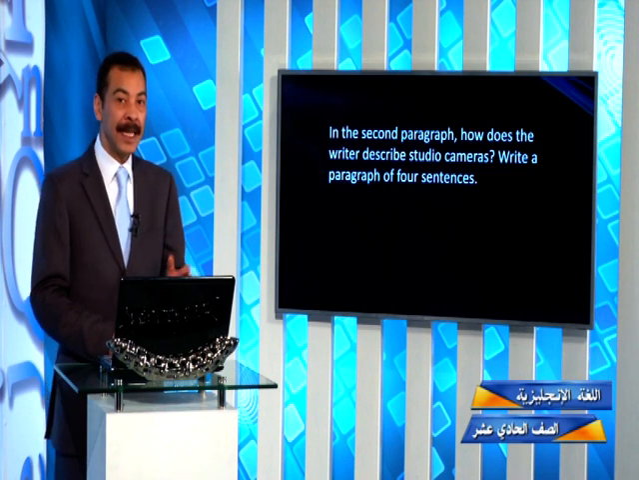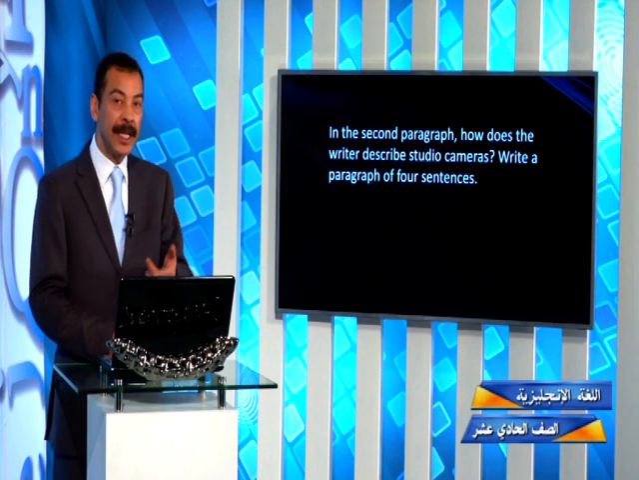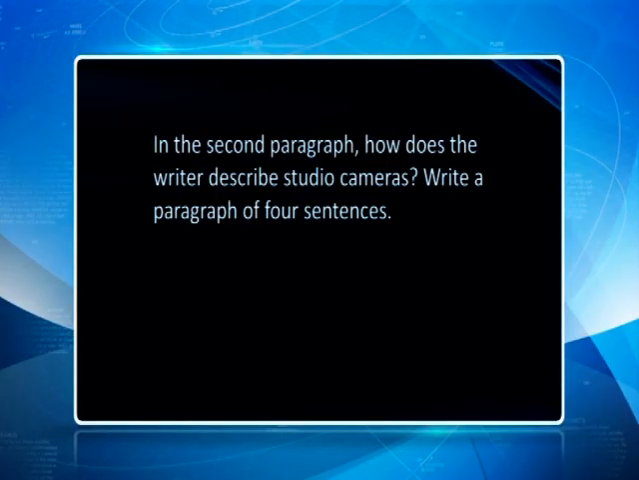Now, in the second paragraph, the writer compares studio cameras and camcorders. Your task now is to reread the paragraph and try to identify just the things that describe studio cameras. So it says in the second paragraph, how does the writer describe studio cameras? Write a paragraph of four sentences. Now, this question is similar to summary making. You are going to read the paragraph, concentrate on the question, and take the main ideas and rephrase them in your own sentences. Okay, let's go to paragraph two and see where the writer describes studio cameras.